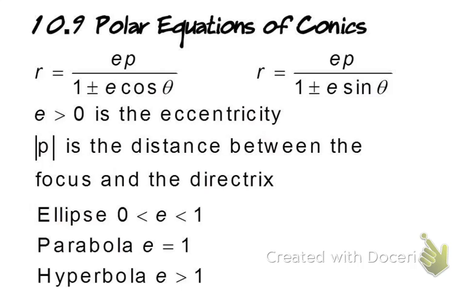So what determines what type of conic it is is the e and the p value. It is an ellipse when the e value is between 0 and 1, so it has to be a fraction between 0 and 1. In order for it to be a parabola, e has to equal 1 exactly. And for it to be a hyperbola, e has to be greater than 1.